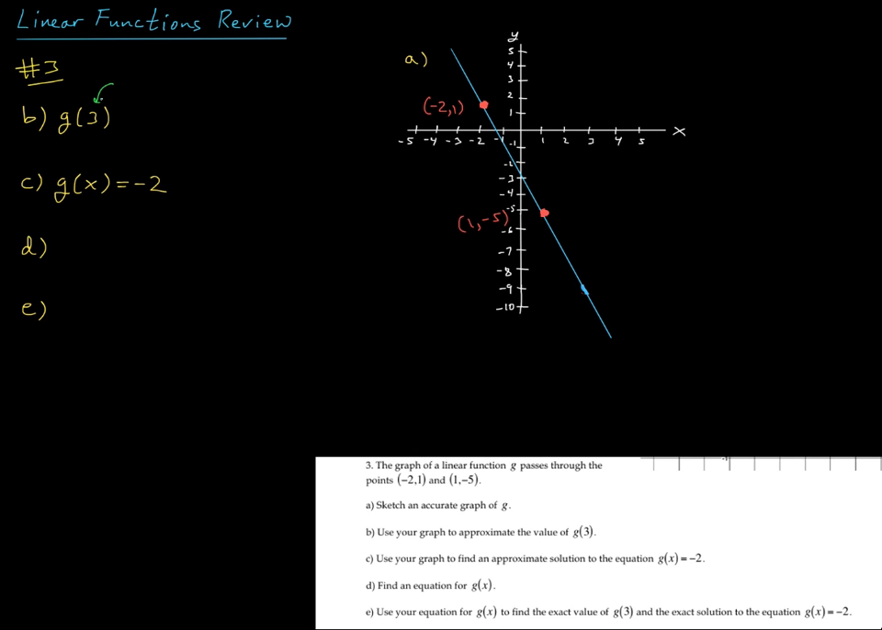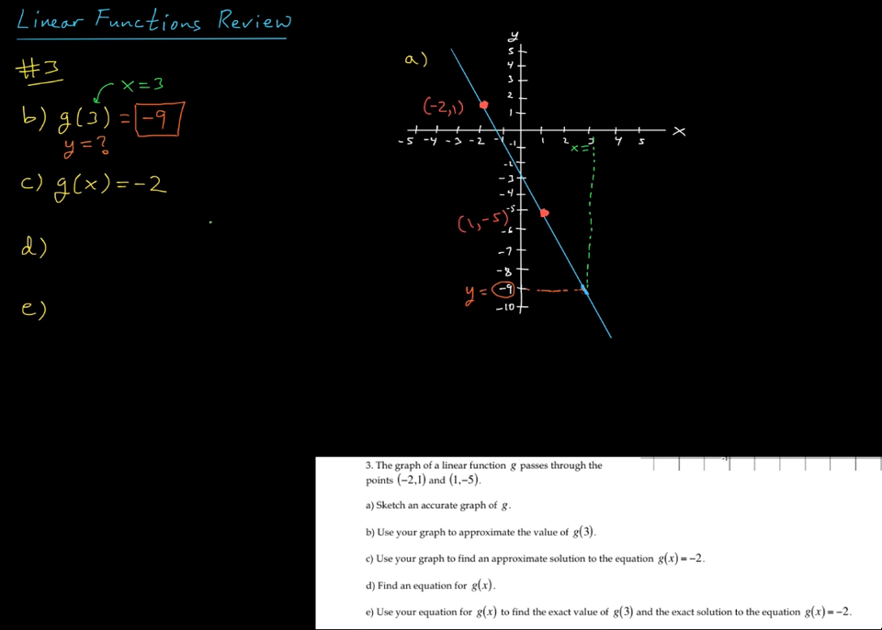All right, so part B says use your graph to approximate the value of g of 3. So here, the input x is 3, and we're looking then for the corresponding y coordinate. And so I'm going to come over here to x equals 3. Let's go down to our graph, and it looks like y is equal to -9. So we're saying here that g of 3 is equal to the corresponding y value of -9.